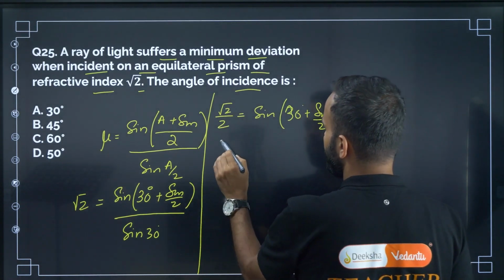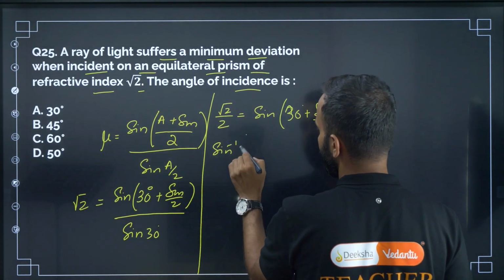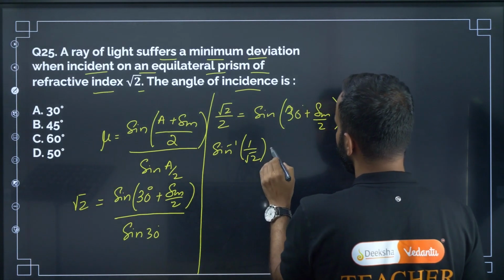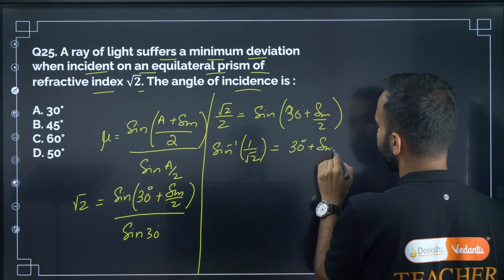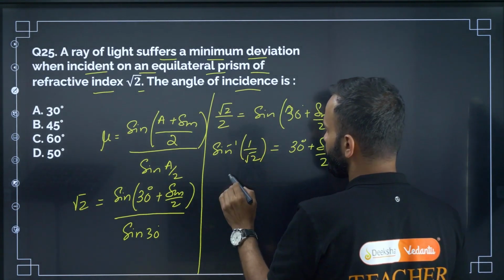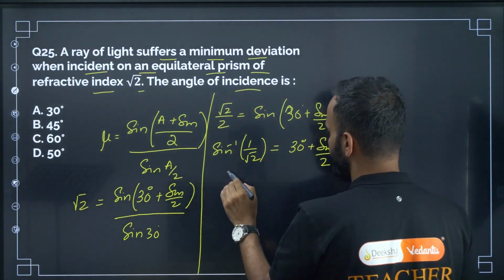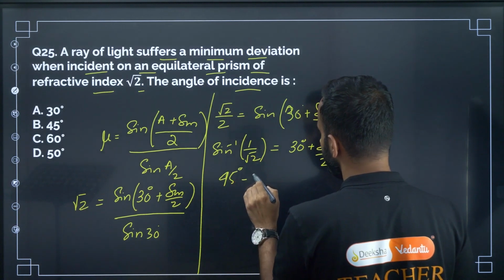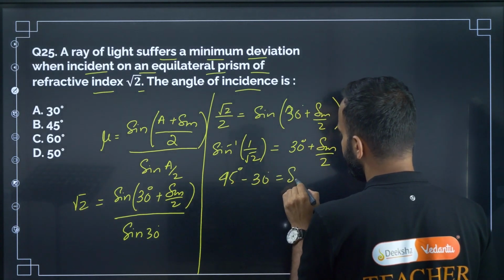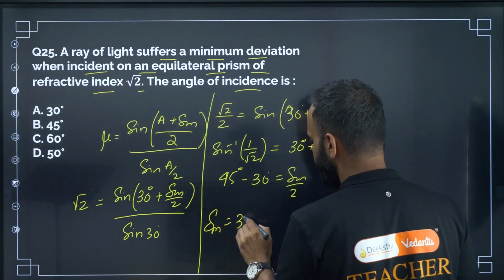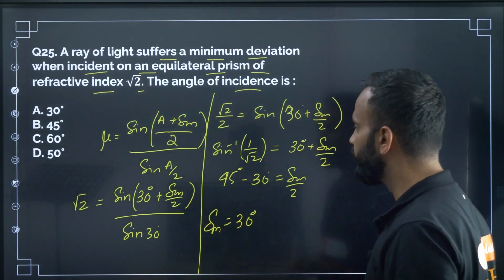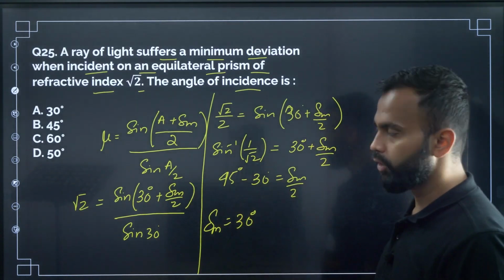Then take sine inverse. Sine inverse of 1 by √2 is equal to 30 degree plus delta m by 2. Sine inverse of 1 by √2 is 45 degree. So 45 degree minus 30 degree is equal to delta m by 2. Now delta m is equal to 30 degree. This is the angle of minimum deviation. We got the value of the angle of minimum deviation.